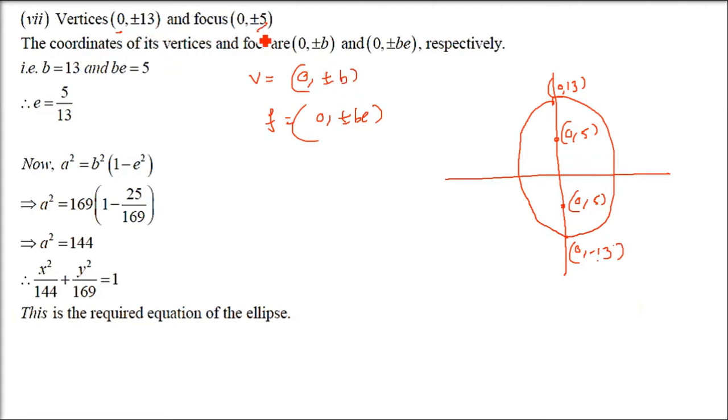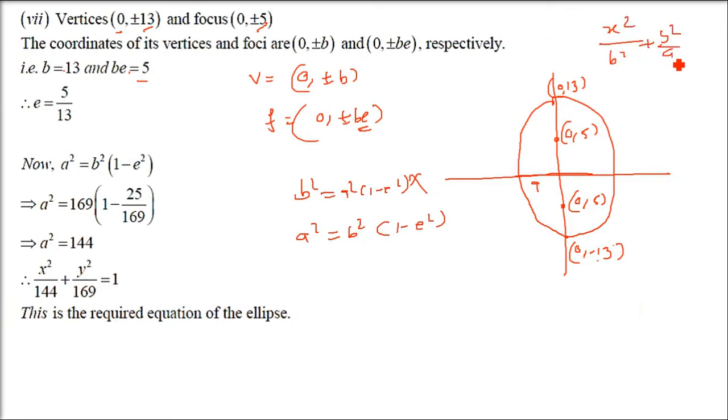So we are going to compare, b is actually 5. Be is 5 and b is 13. B is 13 and be is 5. So you can find out this e. Now when we take this vertical ellipse, b square equals a square into 1 minus e square is not going to work here. So you have to put a square equals b square into 1 minus e square. So x square by a square plus y square by b square equals 1.